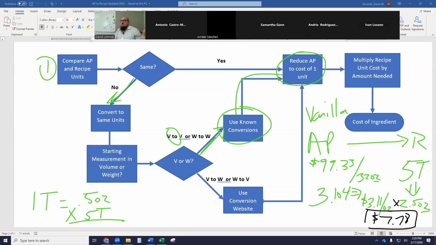This is how we use the flow chart. Okay, start at the beginning. You have to make a decision. Are the units the same? Yes or no? Okay. If the units are already the same, then we just go straight across and reduce the cost to 1 unit. And then we multiply to get the cost of our ingredient. Okay. Any questions about using this flow chart? You want to do one more example? Or if you want to, we're going to do more on Thursday when we actually cost out recipes. Okay, cool.